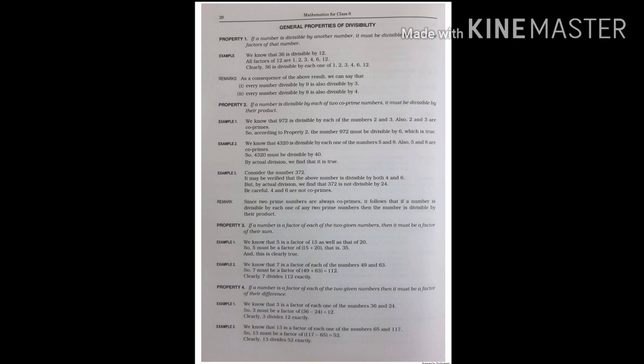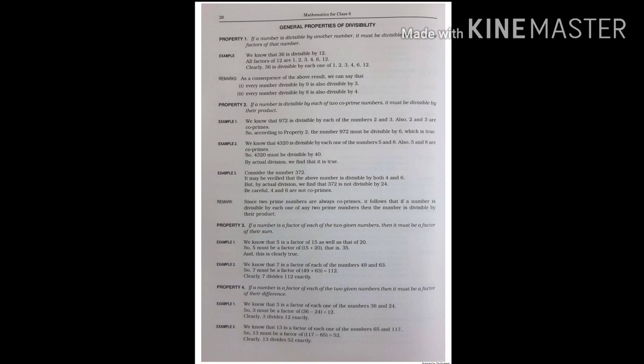Next we have property 3. If a number is a factor of each of the two given numbers, then it must be a factor of the sum. Let's take an example. We know that 5 is a factor of 15 as well as 20. So 5 must be a factor of 35. We know that 5 times 7 is 35. So this is clearly true. Again, 7 is a factor of each of 49 and 63. So 7 must be a factor of 49 plus 63, which is 112. If you divide it, or if you use the divisibility test also, we will be seeing that 7 clearly divides 112.